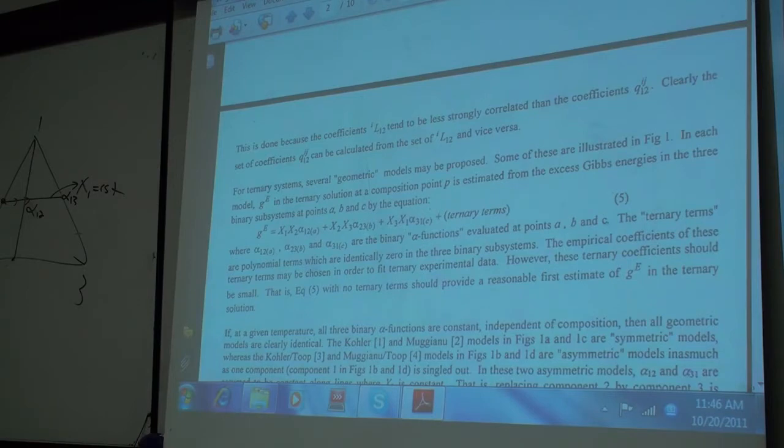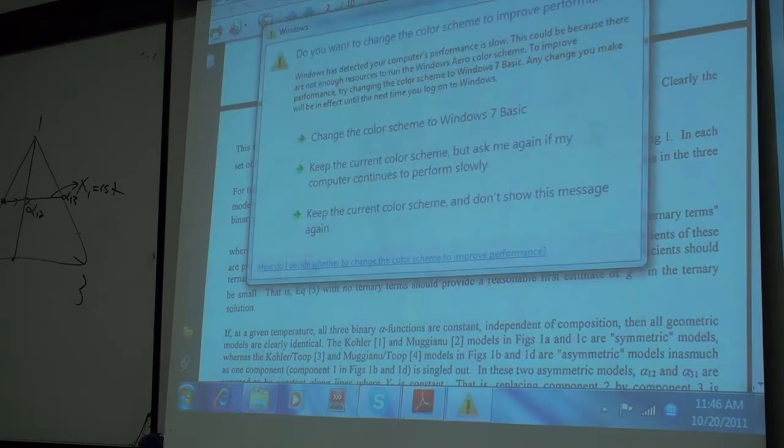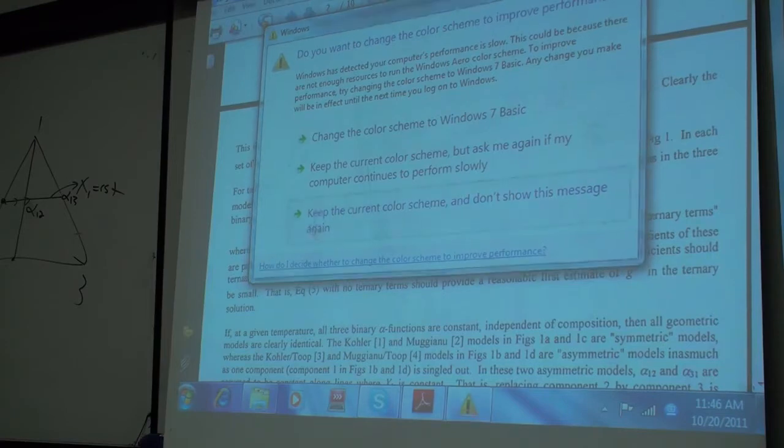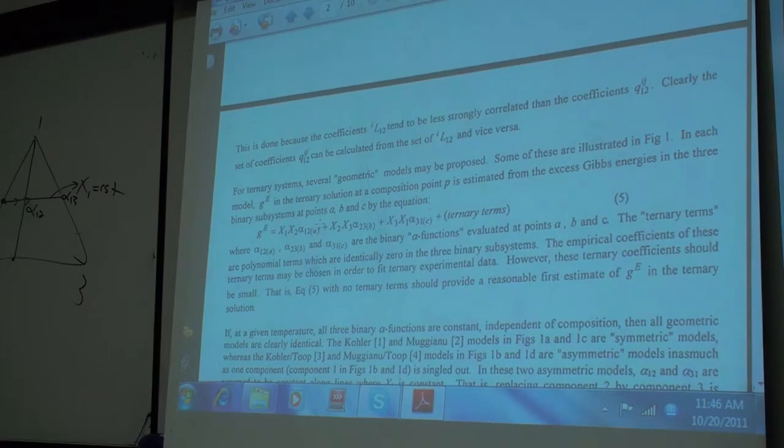All right, so you want to change the color scheme. Oh, I like that color scheme. Let's show this message again, damn right. Okay.